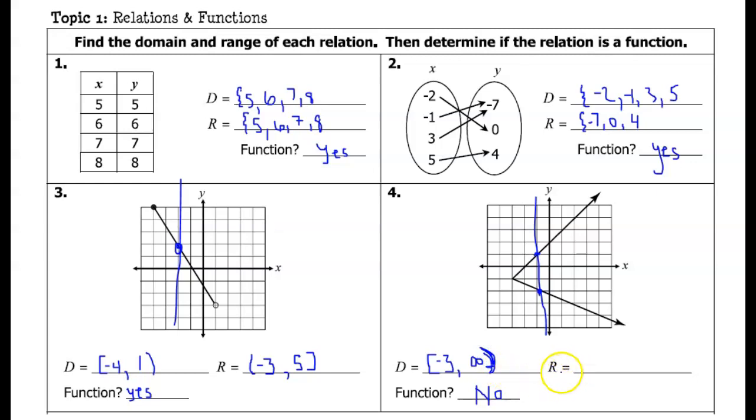My range, I look up and down, and I see where this graph covers up and down, okay? Notice that the graph just keeps going infinitely up, and it keeps going infinitely down. So when I talk about the range of this graph, this range is going to be from -infinity to infinity, or all real numbers.